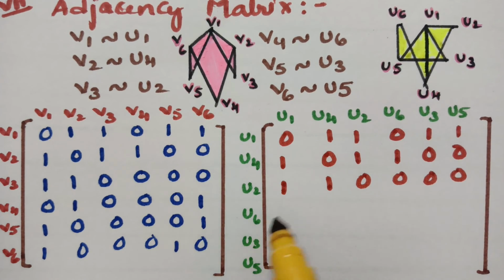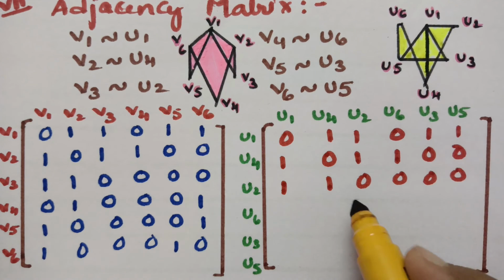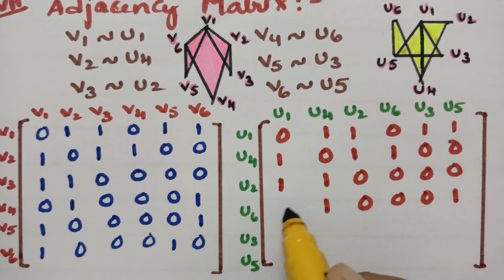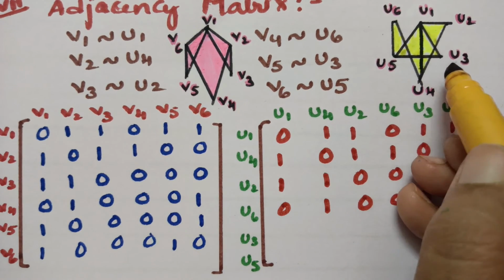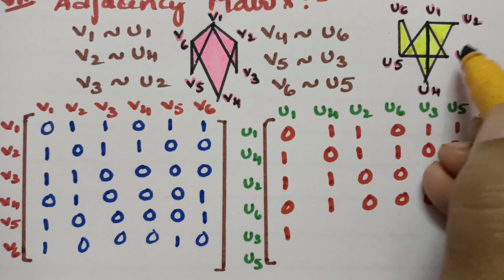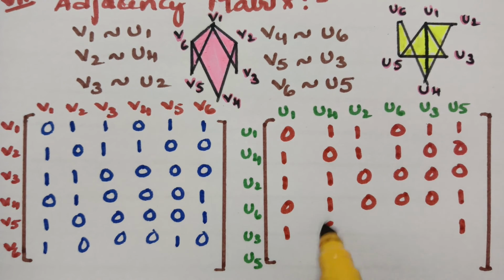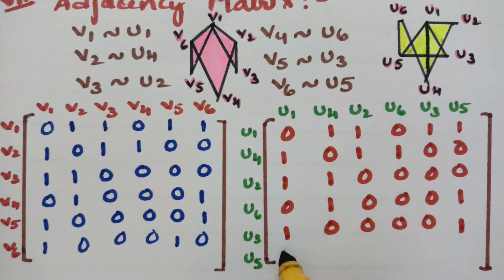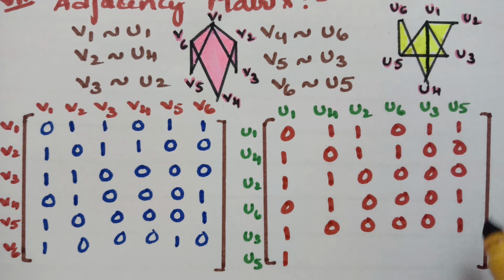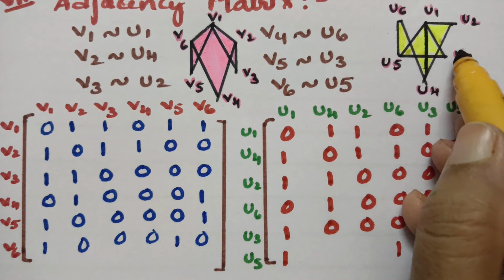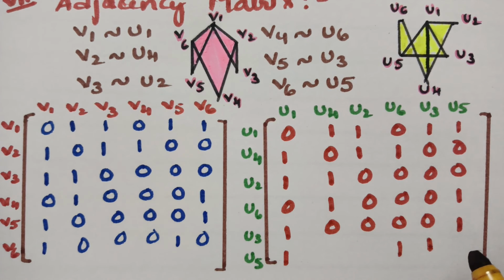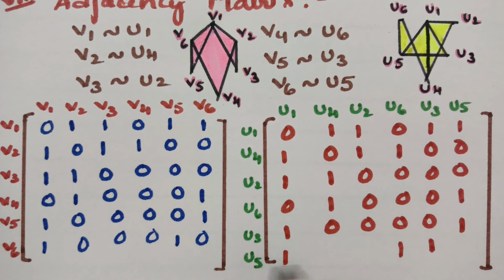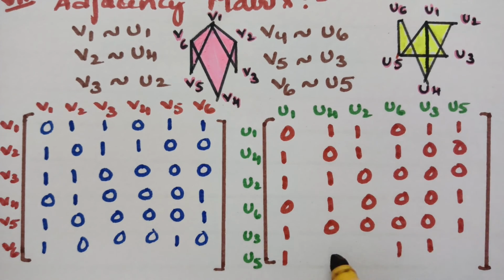And next one coming to U6. Go with U6. It is having an edge with U4, this is U4, and it is having an edge with U5. And the remaining are all zeros. And next one coming to U3 here. U3 is having an edge with U1, U3 is having an edge with U5, and the remaining are all zeros. And next one coming to U5. U5 is having an edge with U1, U5 is having an edge with U6, and U5 is having an edge with U3. V5 has 3 degrees. So remaining are all zeros.